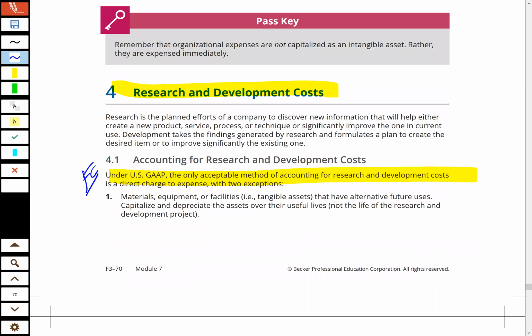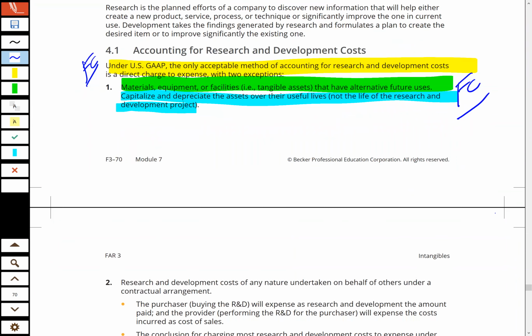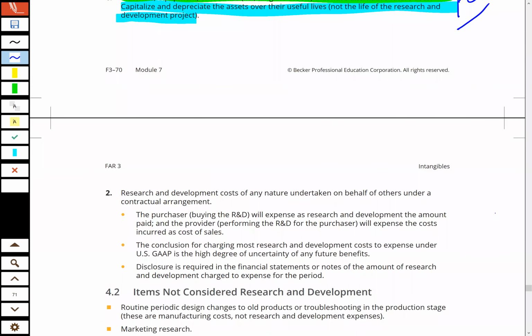So I want you to take a look at some of the exceptions, okay? Materials, equipment, facilities that have alternative future use. If that's the case, go ahead and capitalize that, and then you will depreciate that, because they're saying, hey, the benefit there is extending beyond the current period. So if you bought a depreciable asset that has some time left on it, then you can capitalize that and depreciate that, okay?